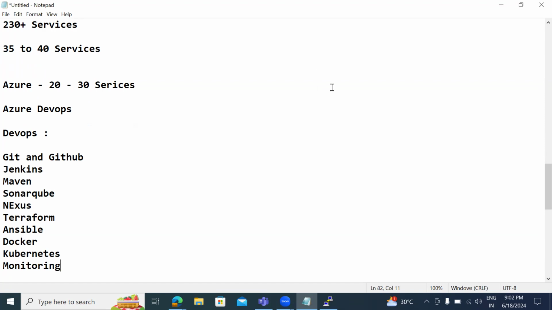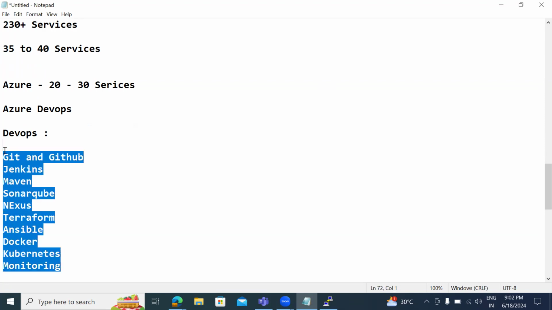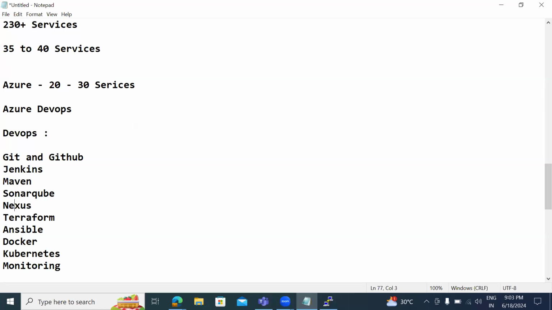Among these, can you guess which has a very good job market as of now? Kubernetes is very hot in the market. After that, Terraform also has a good market. Then Jenkins, then we need Ansible. The remaining tools like Git, GitHub, Maven, SonarQube, Nexus, and ELK stack all come into the picture. Any doubts?